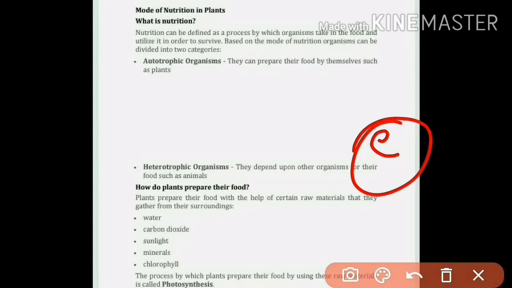So now let's read what is carnivorous. Carnivorous are the animals which depend upon other animals for their food. Yes, the carnivorous animals eat the flesh of other animals. Some examples are tiger, lion, cheetah, leopard. There are so many examples.